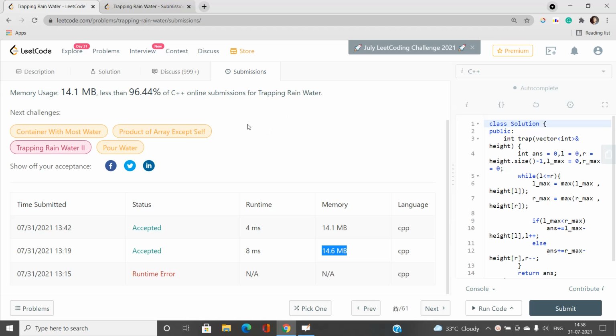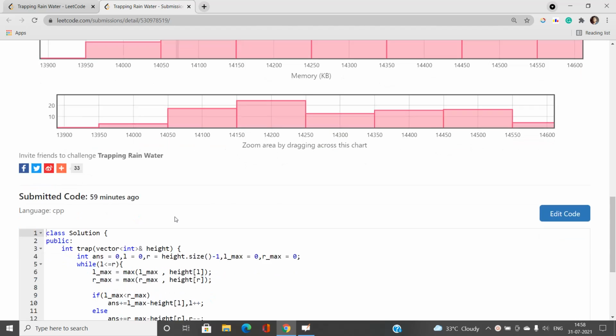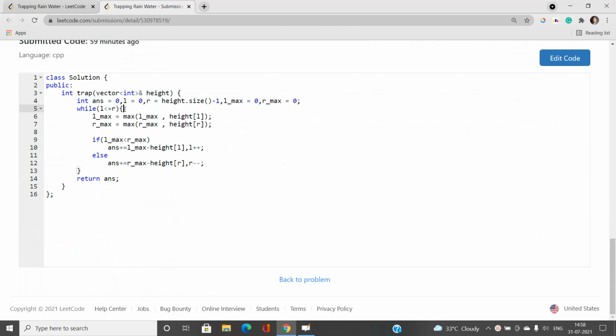You can see that here I have runtime was 4 ms and faster than this one. Okay, so the solution is very simple. Initialize answer as 0, L as 0, and R as height dot size minus 1, and L max and R max both as 0. And iterate while L is less than or equal to R, find the L max and find the R max. Now, if L max is less than R max, you need to increment your answer for that wall whose left maximum is less than the R maximum, because we are going to stop at this one. So you can see that I will increment my answer by this value and increment L also, and in the else part do this one and return the answer. This is the optimal one.